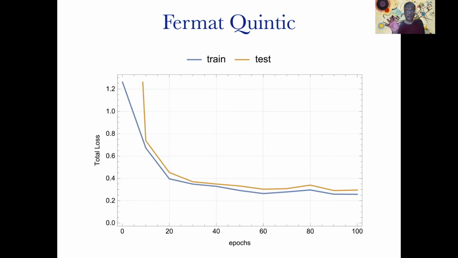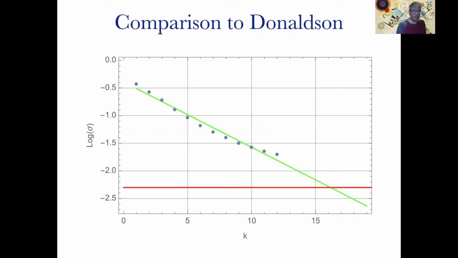The key feature in the behavior of this loss function is the sigma measure, which describes the flatness of our geometry. So in comparing with Donaldson, the flat metric we achieve corresponds to about k equals 16.